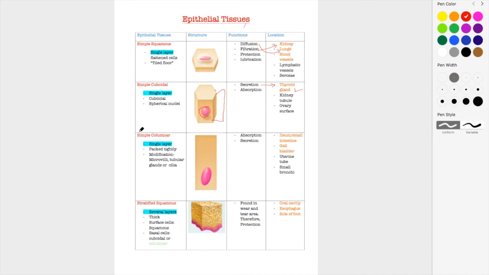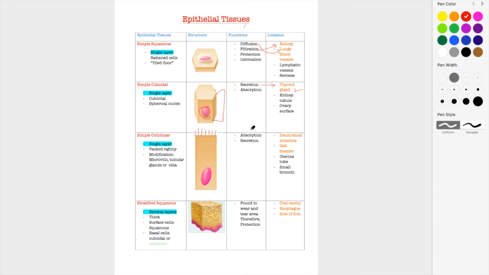Simple columnar: it is also a single layer and it is usually packed tightly with the adjacent cells through desmosomes or tight junctions. As you know, you can have modifications on top. You can have cilia this way, or you can have microvilli on them. You can have those types of modification on these columnar epithelia. They look like columns, that's why they are considered columnar epithelium. They are single layered, that's why they are simple.